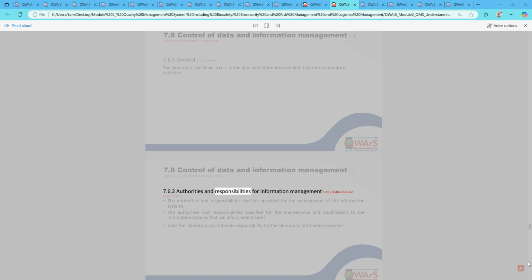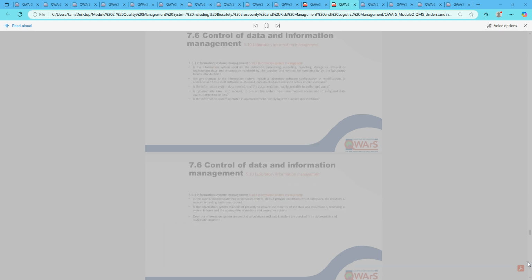7.6.2 Authorities and Responsibilities for Information Management. 5.10.2 Authorities and Responsibilities. The authorities and responsibilities shall be specified for the management of the information systems. The authorities and responsibilities specified for the maintenance and modification to the information systems that can affect patient care. Does the laboratory take ultimate responsibility for the laboratory information systems? 7.6 Control of Data and Information Management. 5.10 Laboratory Information Management.